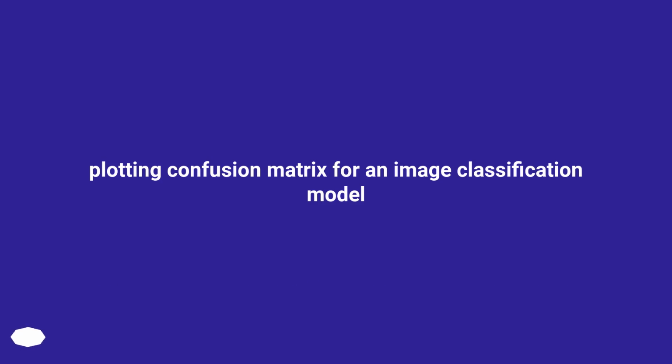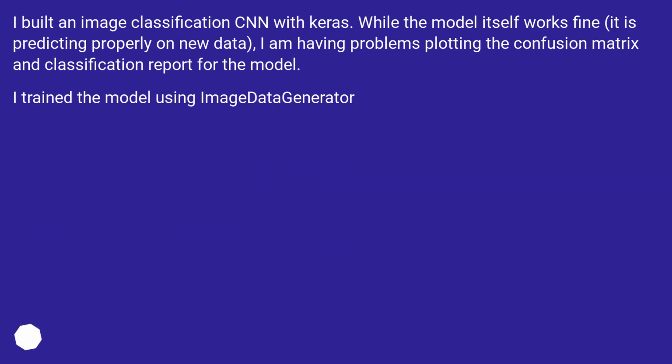Plotting confusion matrix for an image classification model. I built an image classification CNN with Keras. While the model itself works fine and is predicting properly on new data, I am having problems plotting the confusion matrix and classification report for the model. I trained the model using ImageDataGenerator.